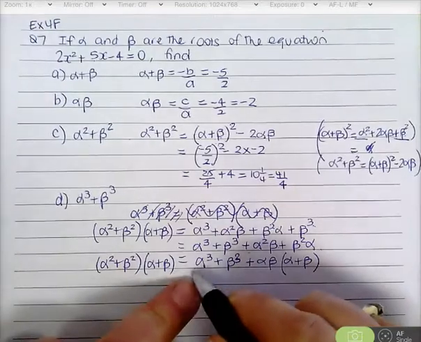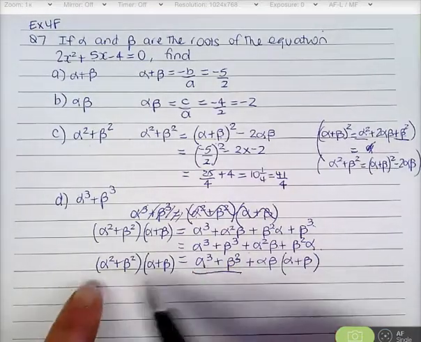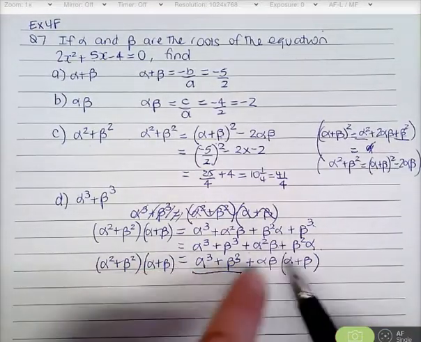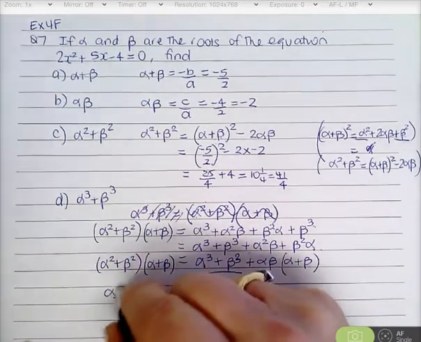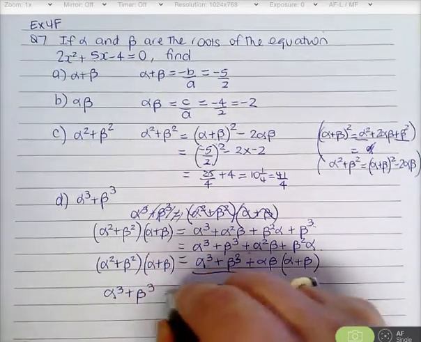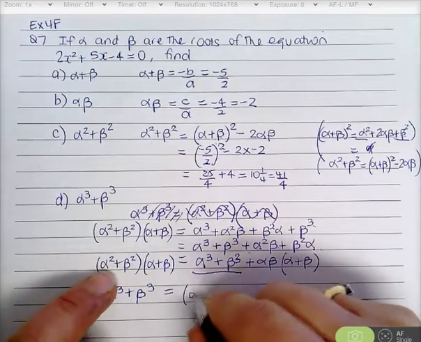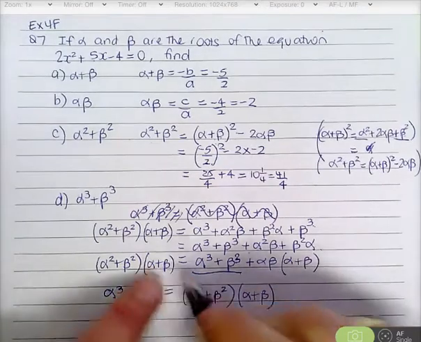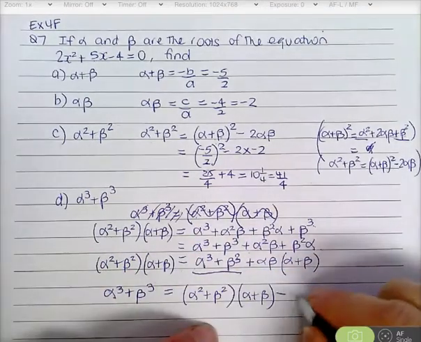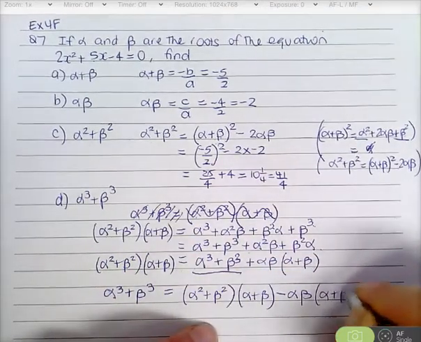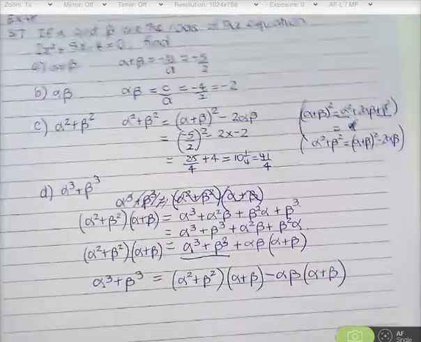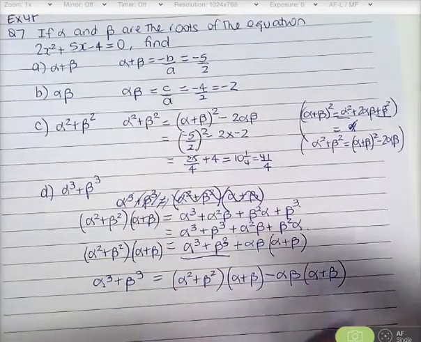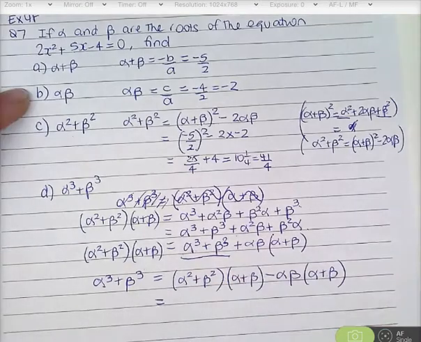So if I just want alpha cubed plus beta cubed, it's equal to all of this minus all of that. So I'm going to take everything over to the other side. So alpha cubed plus beta cubed is this: alpha squared plus beta squared times alpha plus beta. So it's this minus that, taking this over to the other side. Now, we have the answers to all of these from parts A, B, and C.